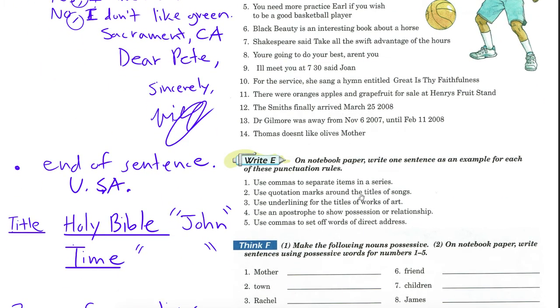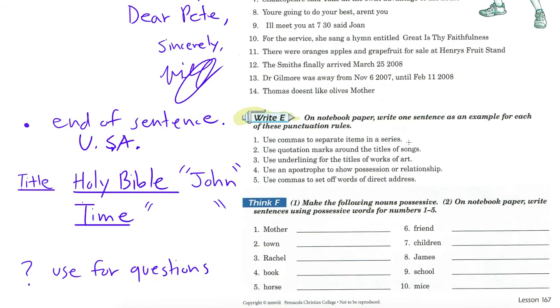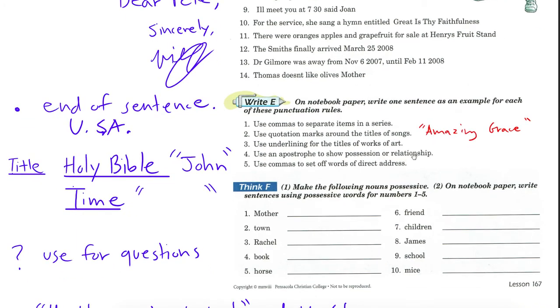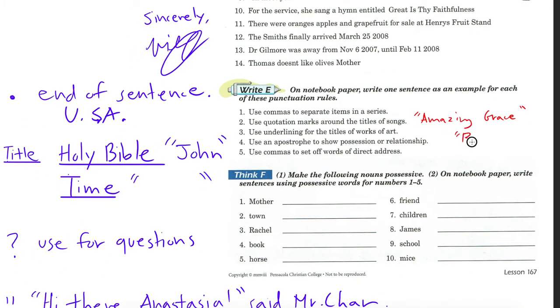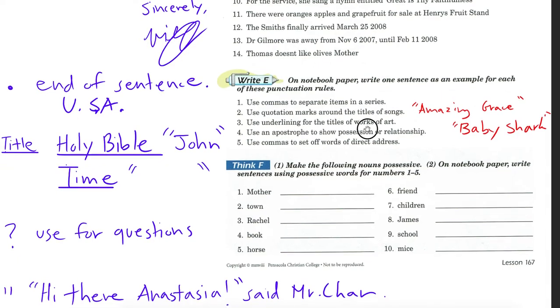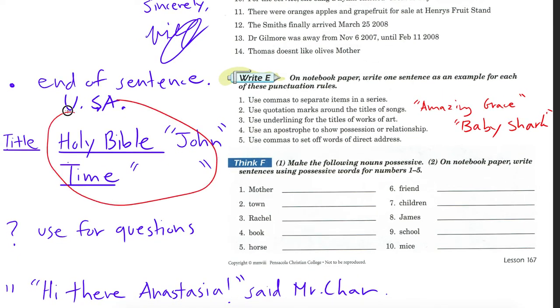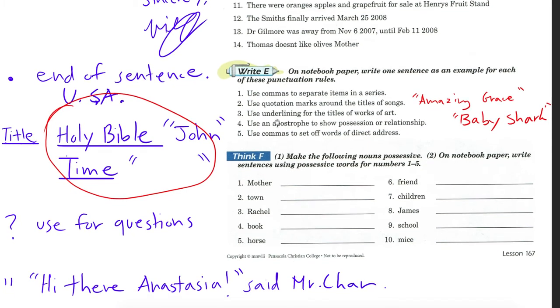Use quotation marks around the title of a song. So for song titles, you can do "Amazing Grace," or lots of other songs you guys know. All right, I don't know what songs you guys know. "Baby Shark," right? All right, yeah. So the name of a song. Use underlining for the titles of works of art, like what we did here. You can use Holy Bible. You can use the book that you guys read before, whatever.